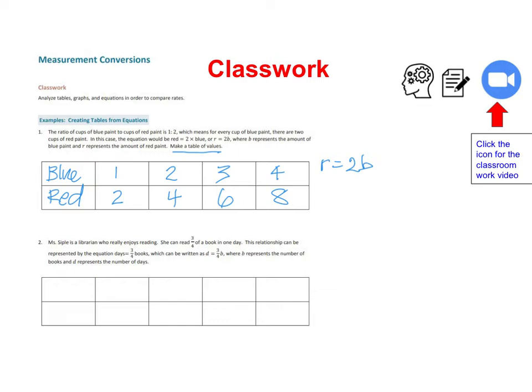Then down here it says Miss Seipel's a librarian who really enjoys reading. She can read 3/4 of a book in one day. So if I write down, this is the number of books, I'll just say this hashtag. And then this is the number of days, okay? It said in one day, she can read 3/4 of a book. So what would that mean for 2 days and for 3 days and for 4 days?